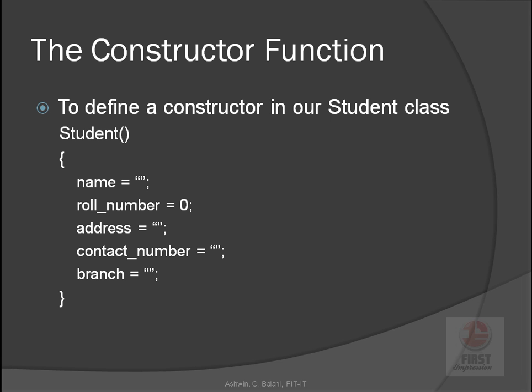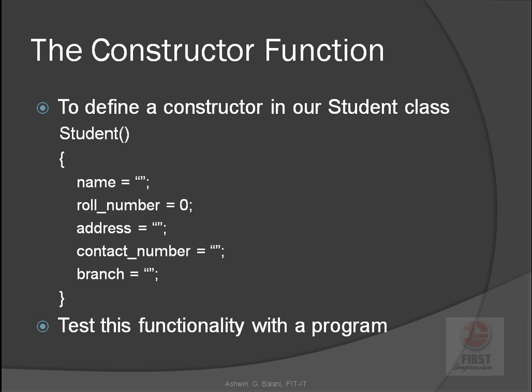Roll number should be 0, address should be blank, contact number should be blank, branch should be blank. So whenever we call new student, a new student will be formed and you will be getting all the default values of all the variables for this student. So you can test this functionality with the help of a program.